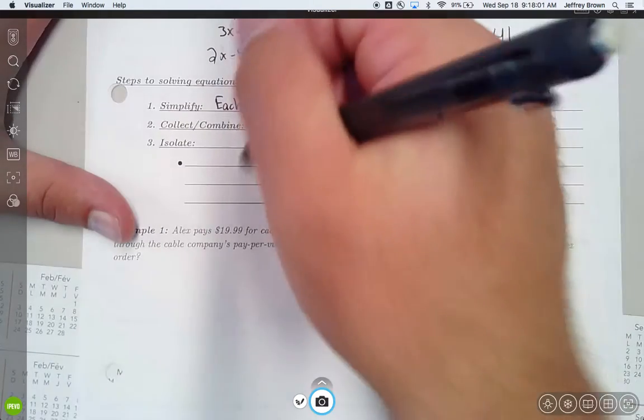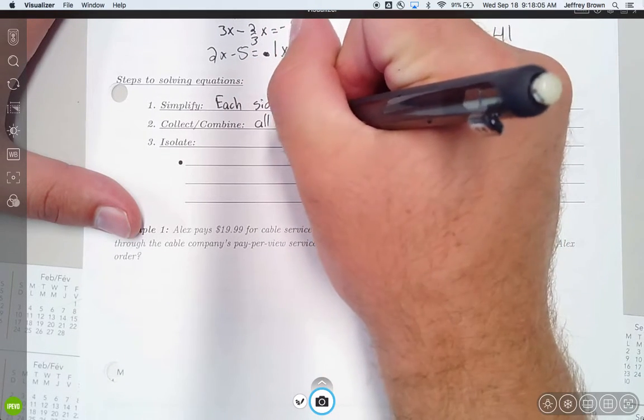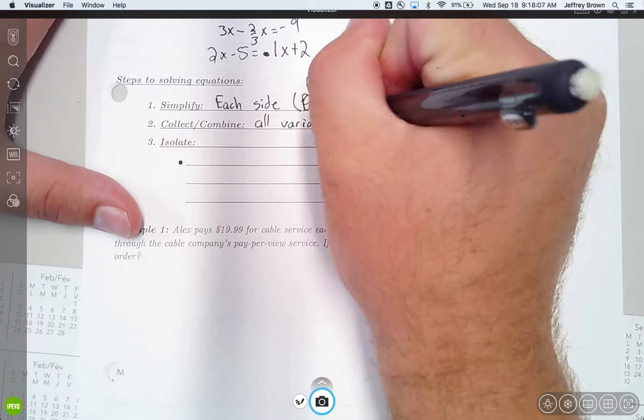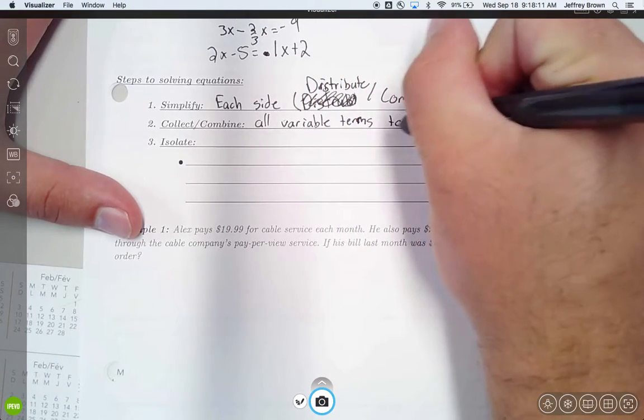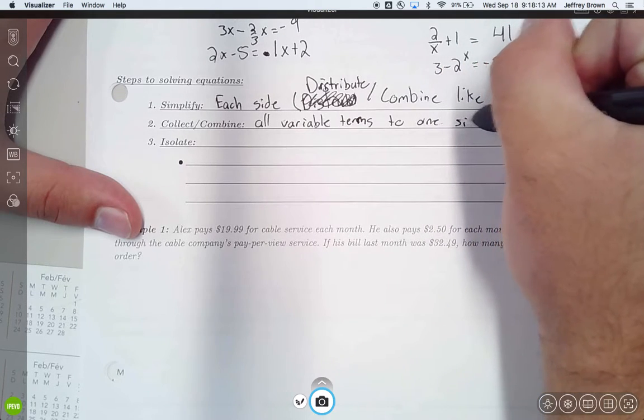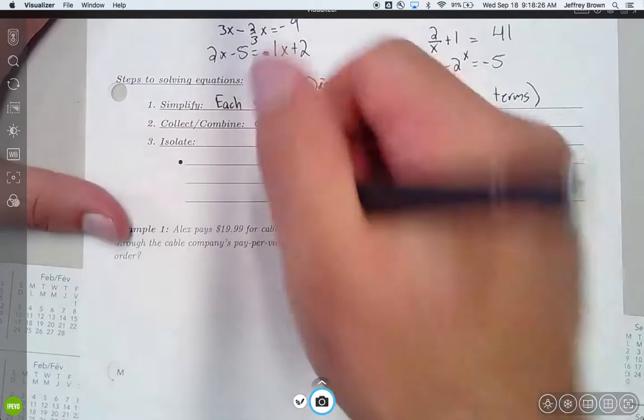So when I collect all my variables, or variable terms, to one side, I'm trying to get everything all to one side. Once I have my variables all combined together, then it's time to actually isolate that variable and find just what that variable is equal to. So that's where we're going to isolate the given variable.